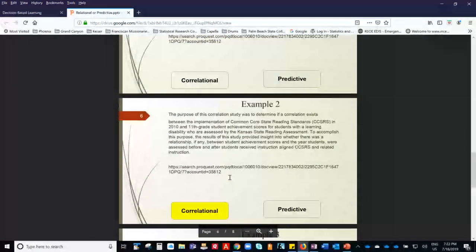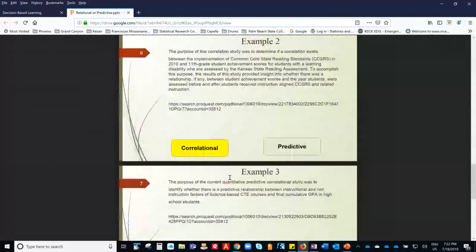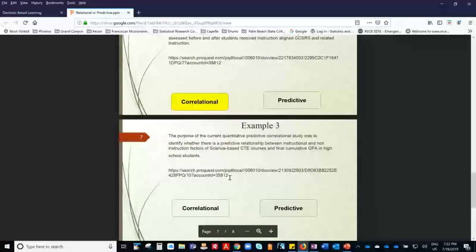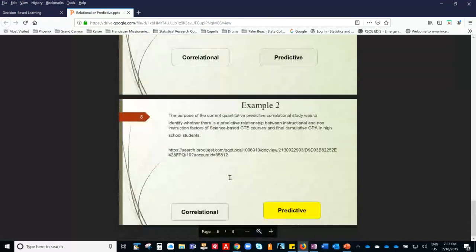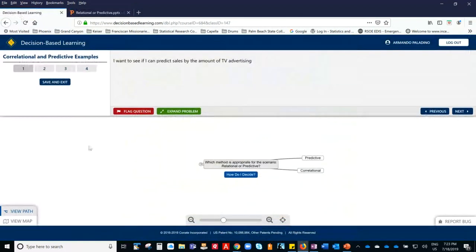It was correlational. Okay. And last but not least, I think it's even in the wording. The purpose of this current quantitative predictive correlational study was to identify whether there is a predictive relationship between instructional and non-instructional factors of science-based CTE courses and final cumulative GPA. Correlational or predictive? Predictive. Okay, there you go. That's predictive. Okay, let's go back to DBL.